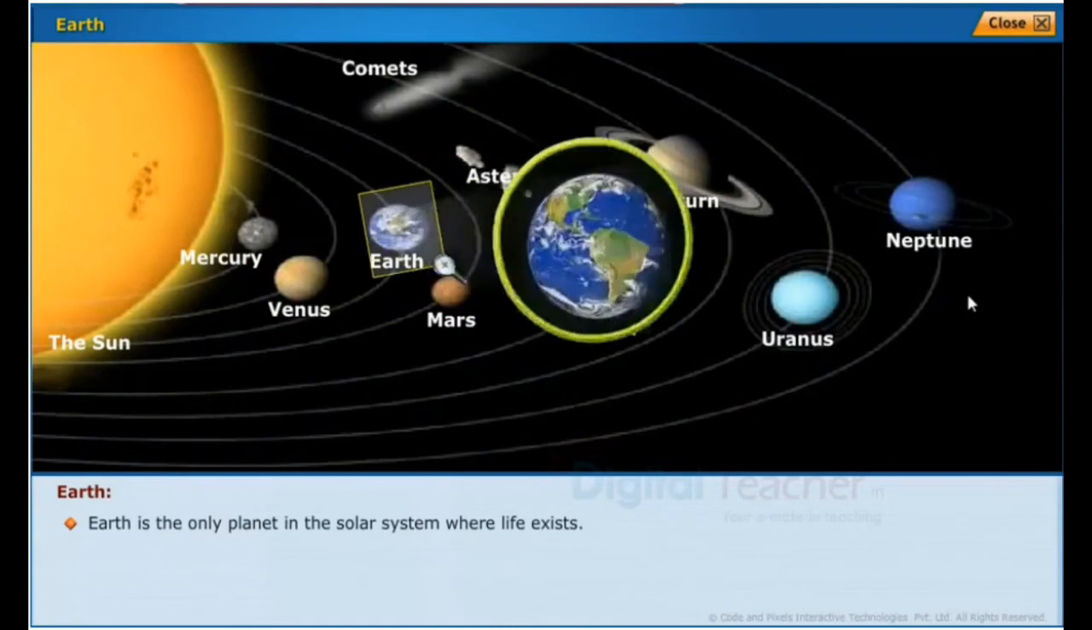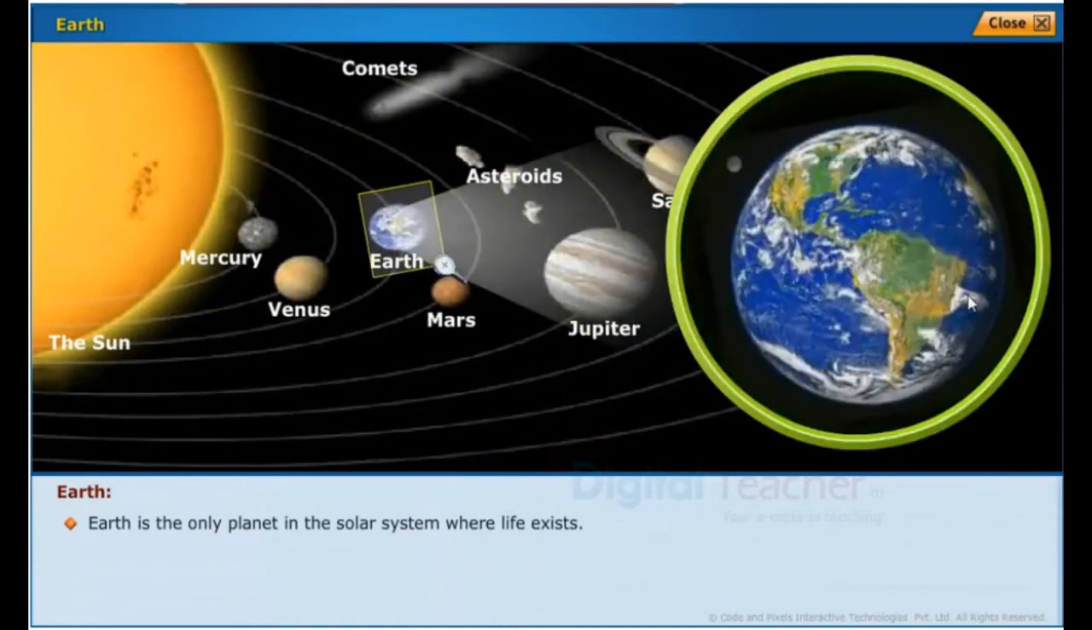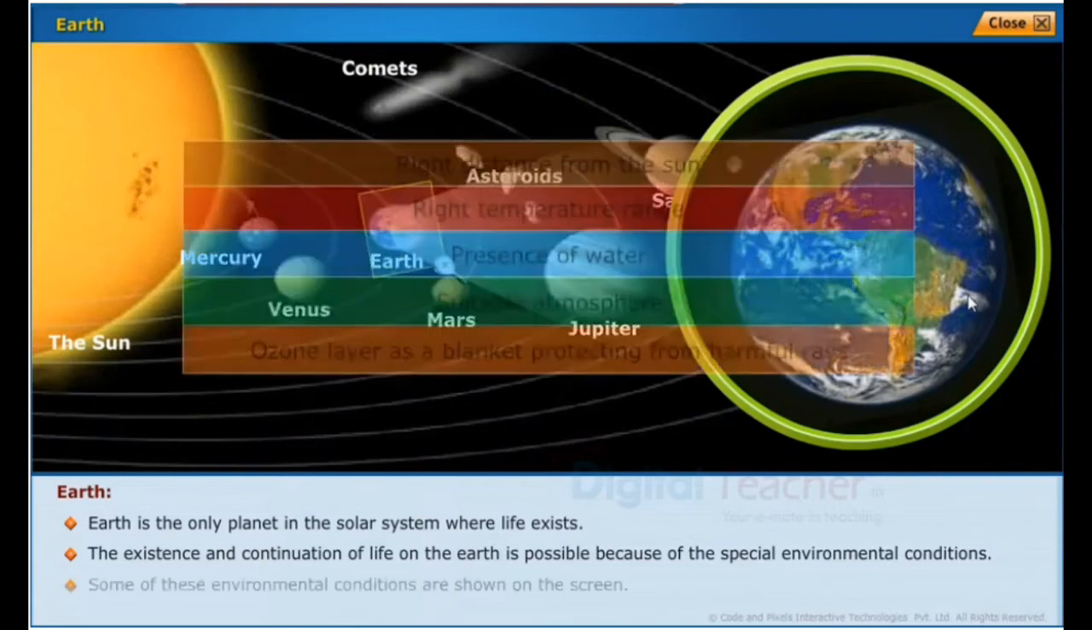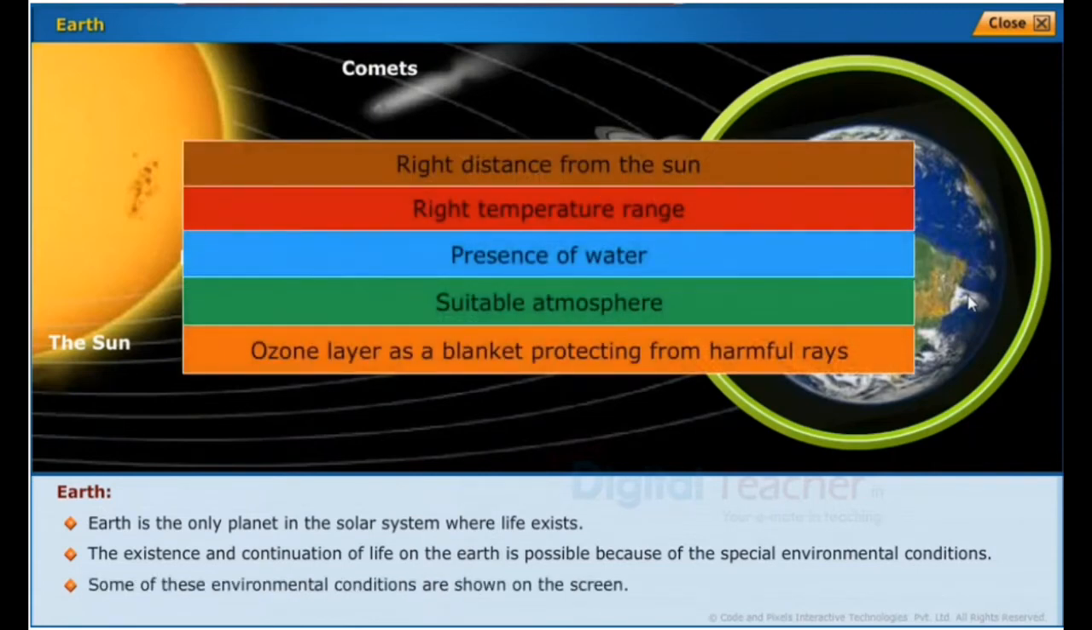Earth. Earth is the only planet in the solar system where life exists. The existence and continuation of life on Earth is possible because of the special environmental conditions. Some of these environmental conditions are shown on the screen. Wide distance, right temperature, presence of water, suitable atmosphere, and ozone layer.